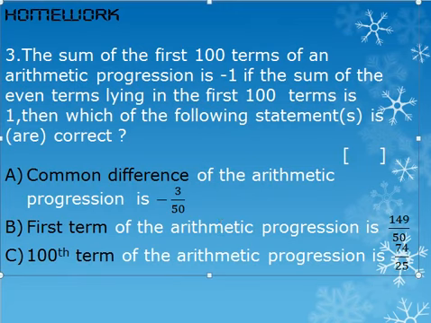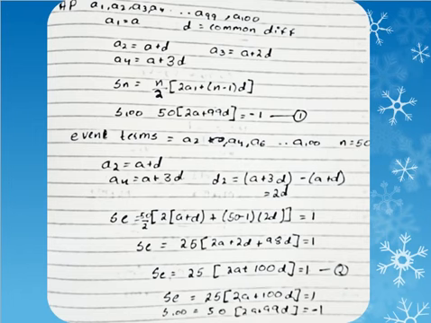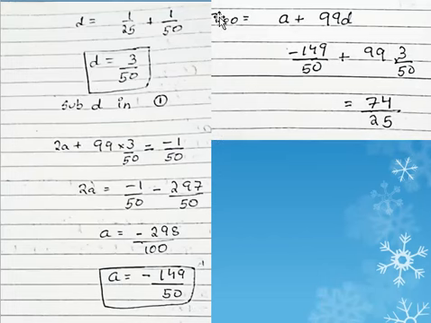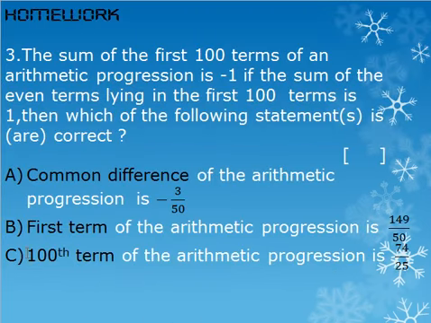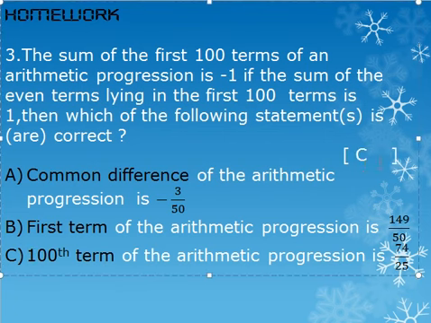The option states that it is positive, so that is wrong. Now T100, the 100th term, is a plus 99d. We all know that. Substitute the values of a and d, you get 74 by 25, and that statement is stated by option C, which is true, so option C is correct.